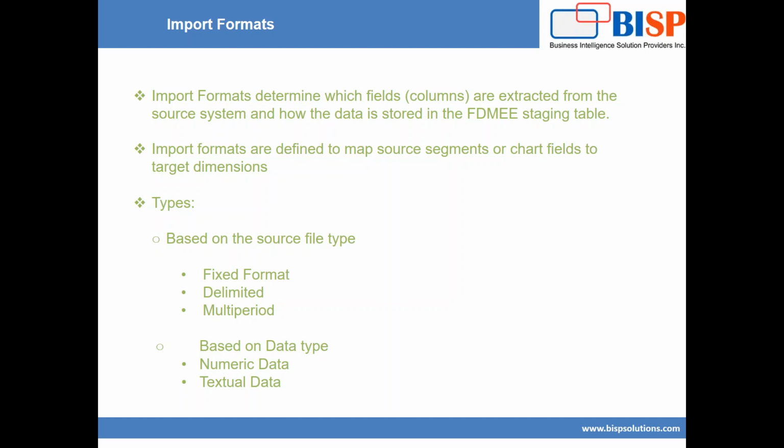Based on the type of file that an import format can load, we have three different types of import format. They are fixed format, delimited, and multivariate import format. And based on the data type, we have numeric and textual data. Okay, so these are the types of import format that we have in FDMEE Cloud.